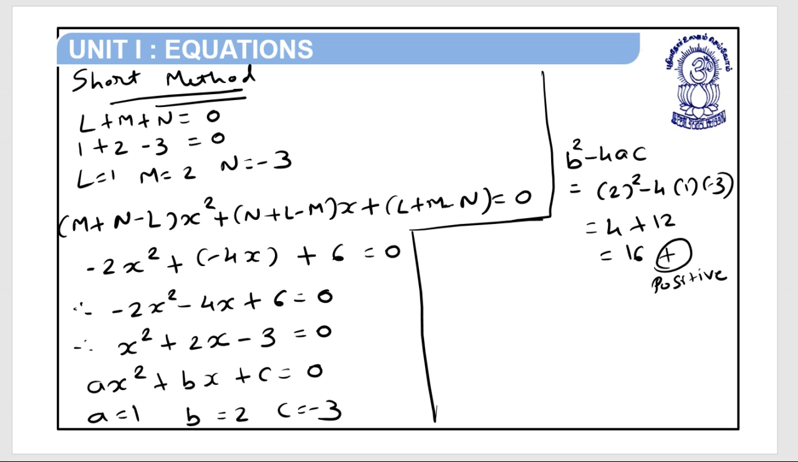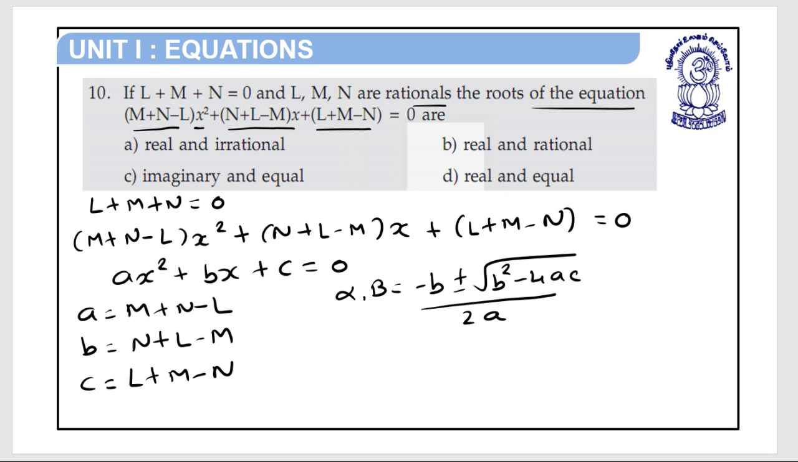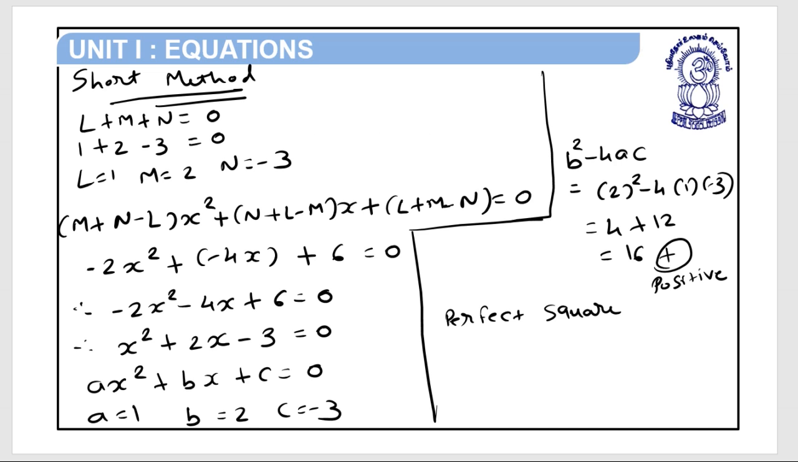16 is positive and a perfect square of 4. So roots are rational and real. Roots are rational and real. So roots are rational and real.